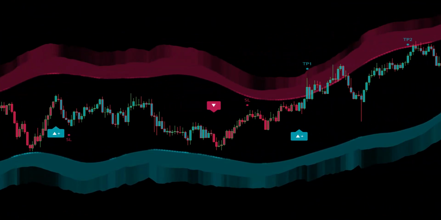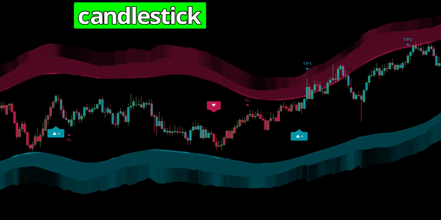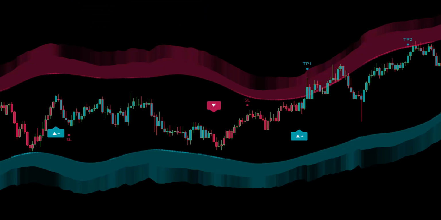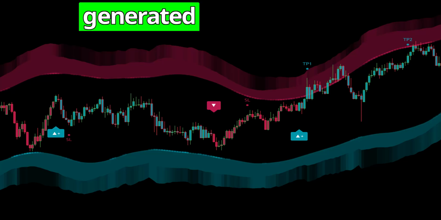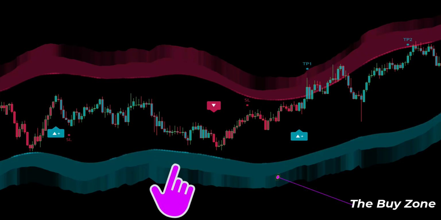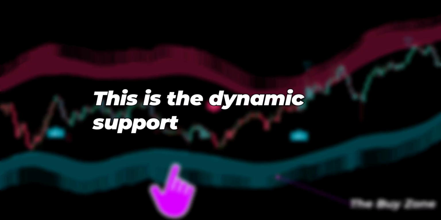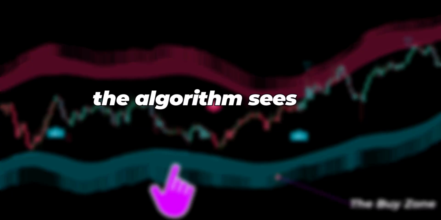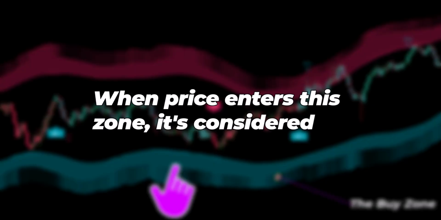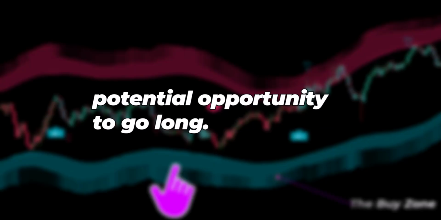Now, first off, looking at this chart, you can see that the candlestick price action is overlaid with color-coded bands and signals. These bands and signals are generated by the Pro V4 indicator. This indicator printed this blue zone, or what we call the buy zone. This is the dynamic support area, where the algorithm sees strong buy interest. When price enters this zone, it's considered a potential opportunity to go long.